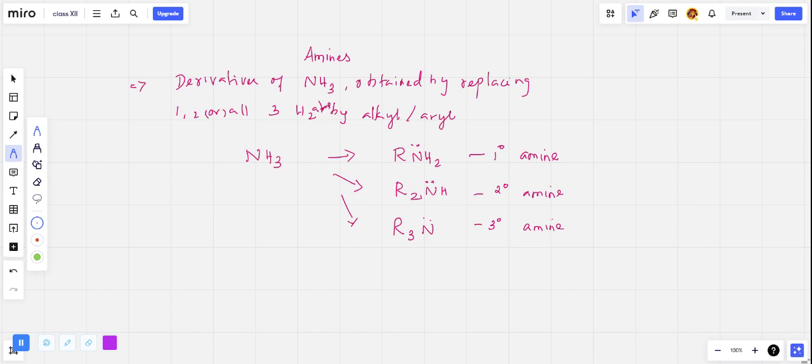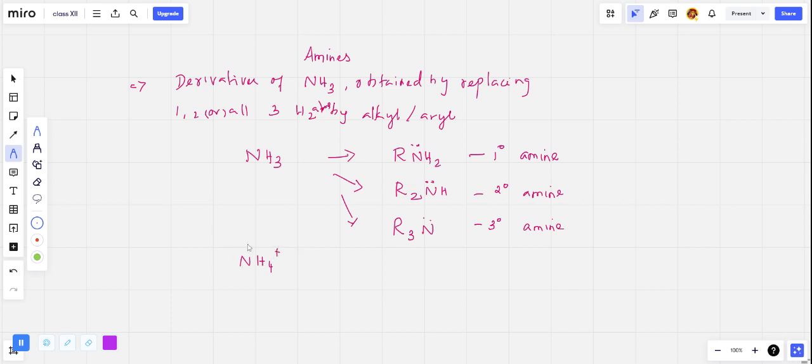In the salt, if you take NH3, which is ammonia, and all three hydrogens are replaced by alkyl or aryl groups, apart from that we will also get quaternary salts. Quaternary means four groups will be there. That we will learn in a later part of the lesson. This is all about amines.